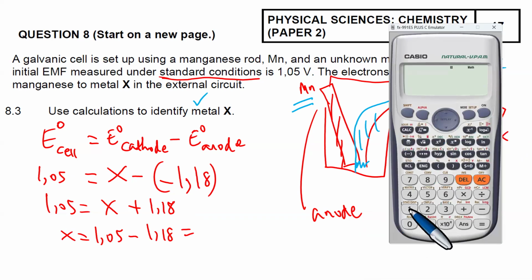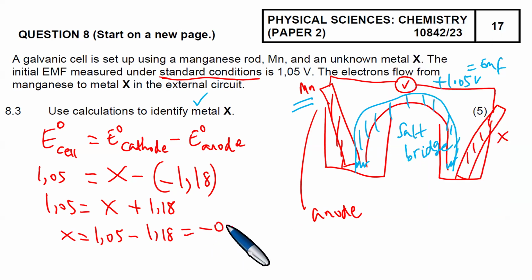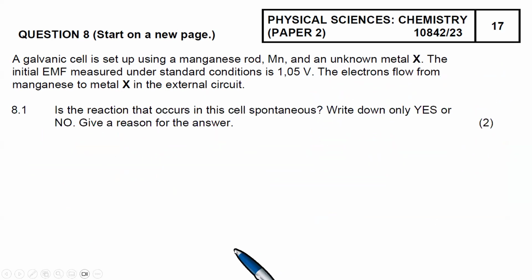So now you take the 1.05 and you minus 1.18. And therefore, what is the answer? The answer is actually minus 0.13 volts. The question we are asking is, if it is minus 0.13 volts, what kind of a metal is X?